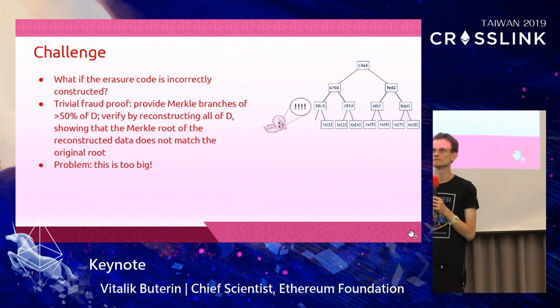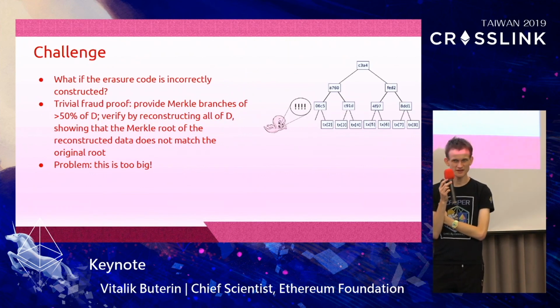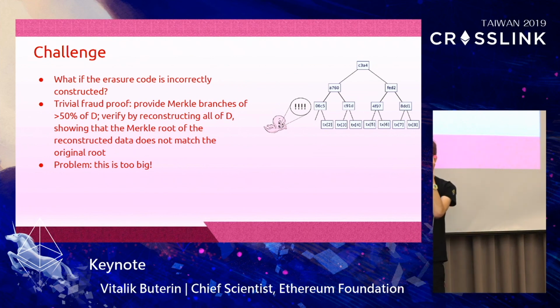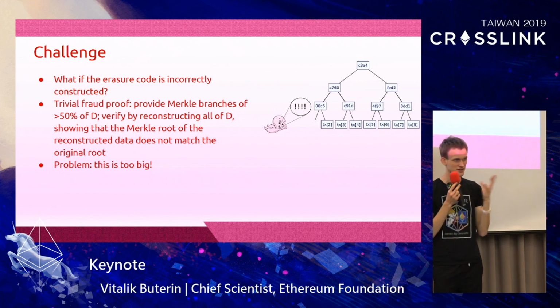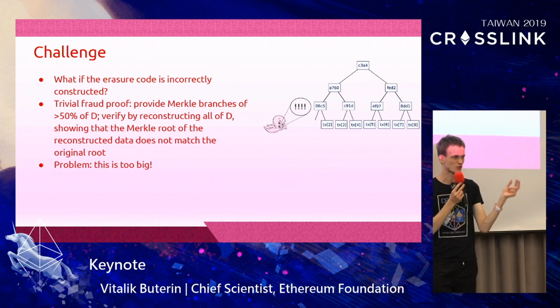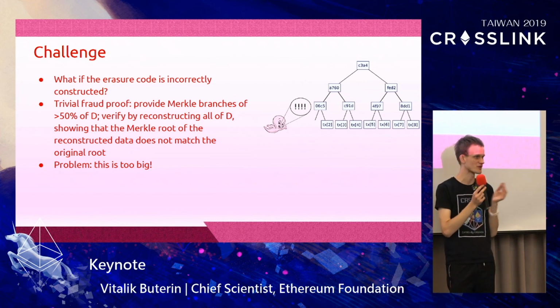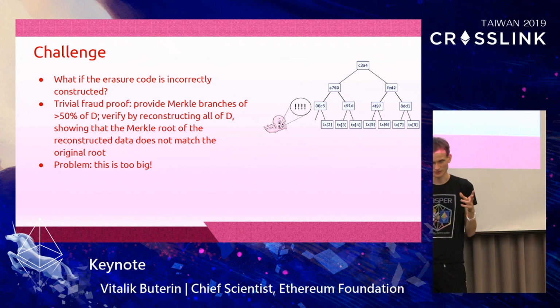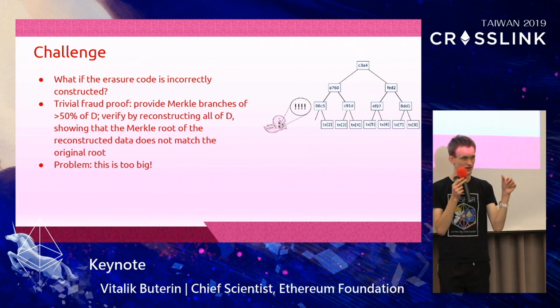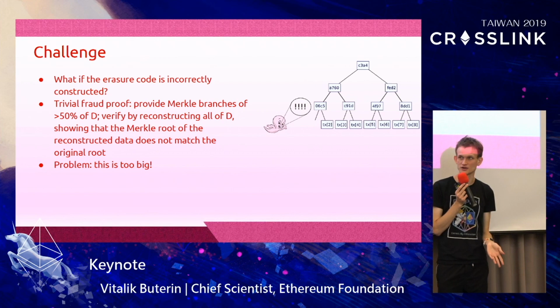Now, there's a problem with this, right? And the problem is basically, what if the erasure code is not constructed correctly, right? So what if instead of correctly encoding, treating the data as a polynomial, figuring out where the evaluations are at other positions, what if at some of the other positions, the data is just random junk, right? What if the hash is just malformed in some way? What if there isn't even data in some position?